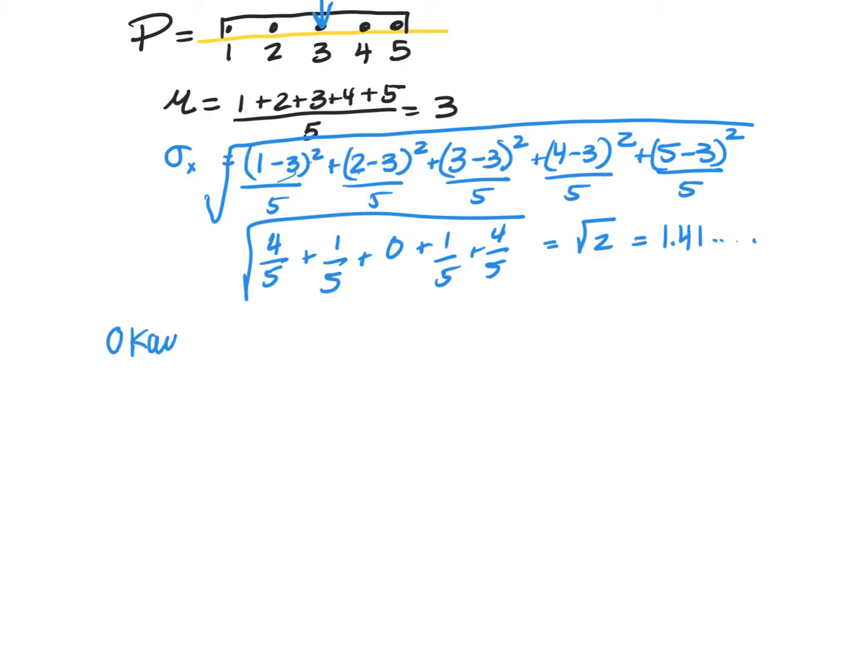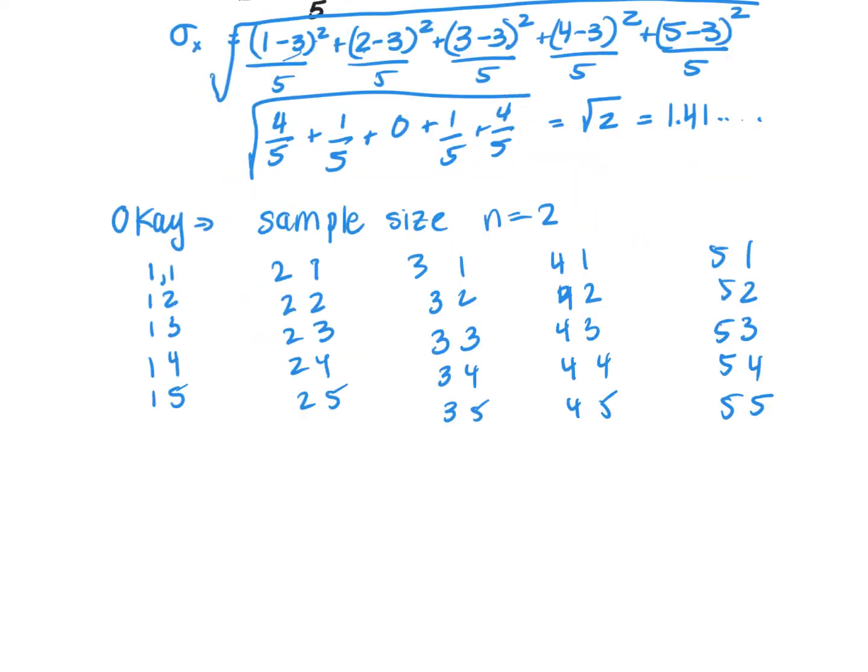Okay, so I am now going to take a sample size of 2. And I'm going to take every possible sample of size 2 that I can take. I'll pause the tape just for a second to write them down so you don't have to watch me. So every possible sample of size 2: 1,1; 1,2; 1,3; 1,4; 1,5, with replacement. And there are 25 total.